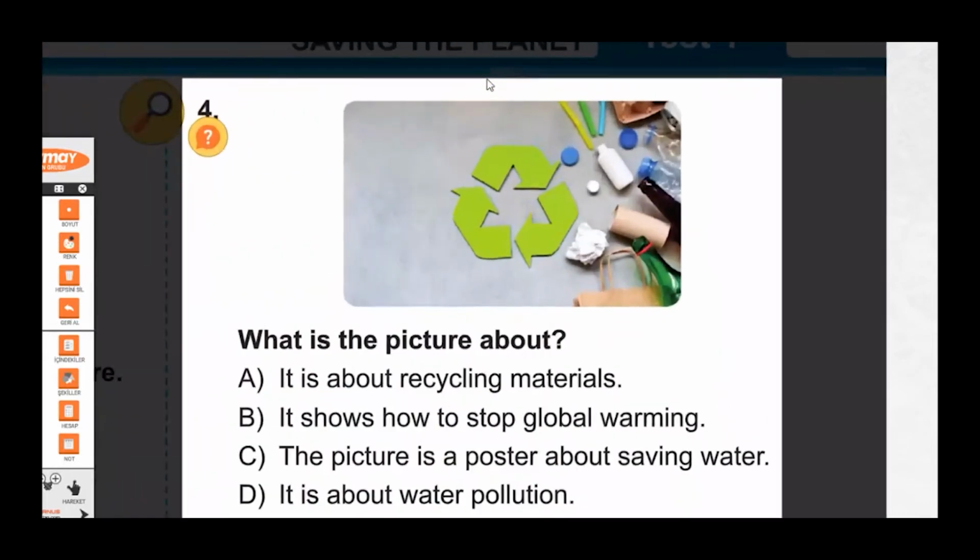Sorry again. 4. What is the picture about? What is this about? It is about recycling materials, or it shows how to stop global warming, or the picture is a poster about saving water, or it is about water pollution. Of course, it is about recycling. So the answer is A.